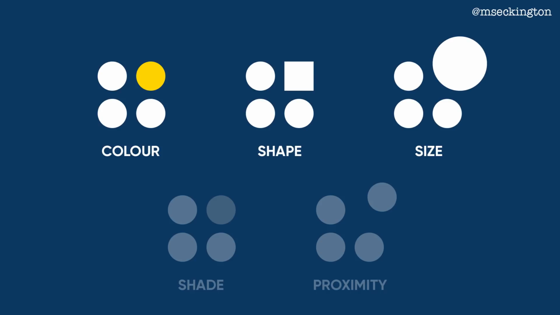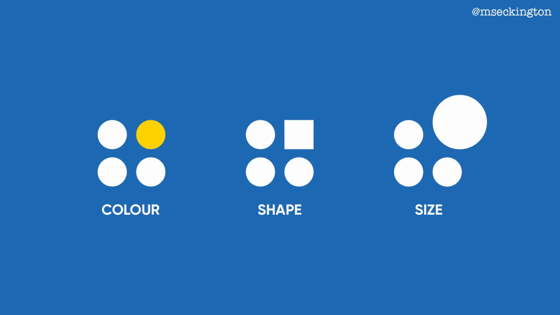I'll cover only 3 of these here and give examples for them, because I think shade is basically a variation of color, and proximity is actually quite hard to apply, I find. So I'll give some quick examples for each of these, starting with color.